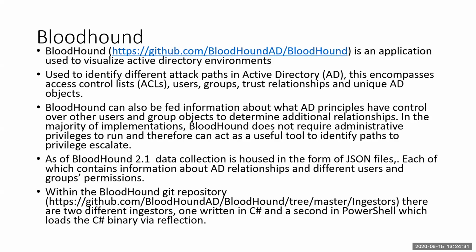You can see what Active Directory principals have control of other users and group objects to determine additional relationships. A nice thing about it is that it doesn't require administrative privileges to run, so you can enumerate your whole entire AD environment very easily. Attackers find this to be very useful. It's in JSON files, and it has a Git repository, and you can do the collection in C# or PowerShell.